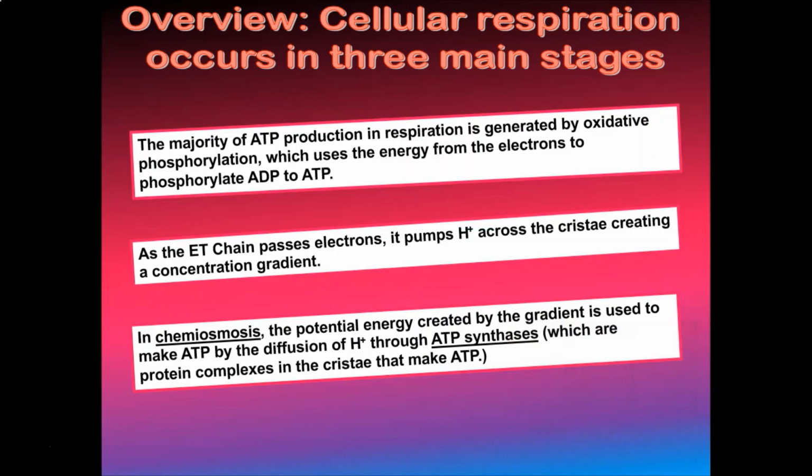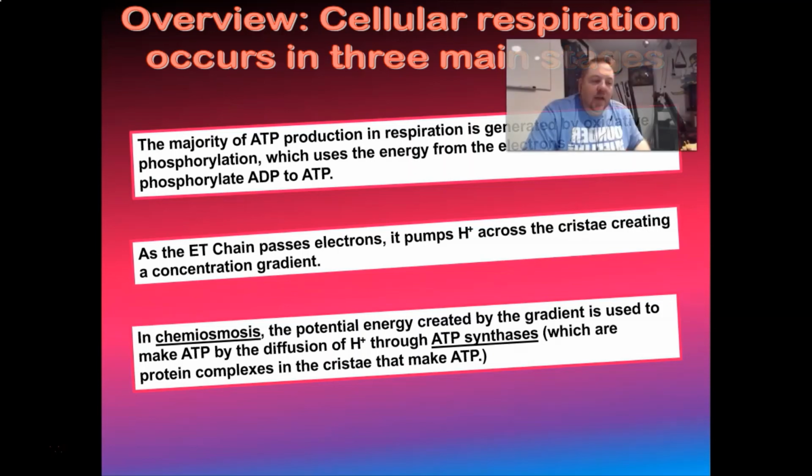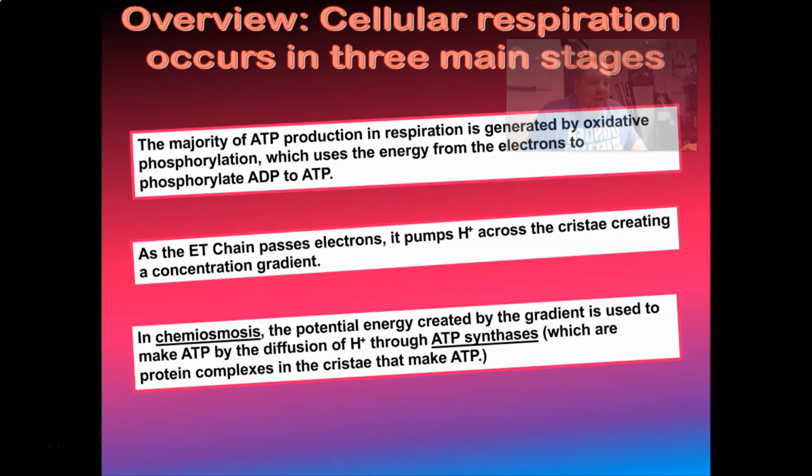Well, the electron transport chain passes electrons. It pumps hydrogen ions or protons across the cristae, creating a concentration gradient, okay? And it's kind of weird right now to think about that, but eventually you're going to see all these pumps pumping up all these protons into a little tiny area called the intermembrane space, and there's going to be so much of it up there. It's like a waterfall, and it just wants to fall down. There's so much potential energy there, and as it falls back down, we're going to harness that energy, okay? So that's coming up too in our drawing, so don't worry if you don't quite get that yet.